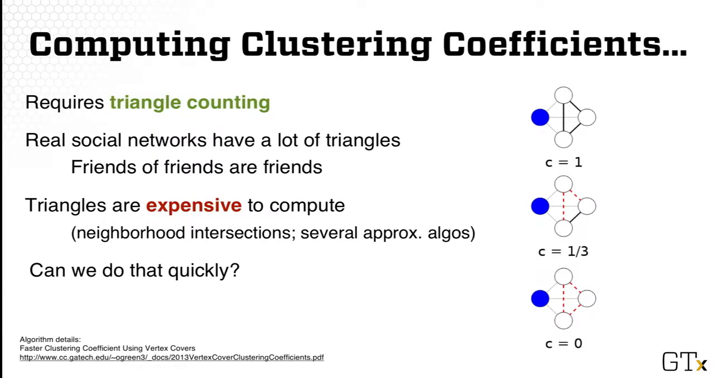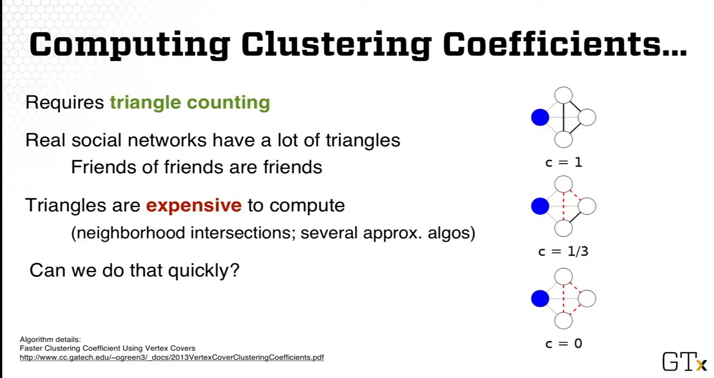So to compute the clustering coefficient, we actually require triangle counting. At first glance, it may not be obvious why we need to do triangle counting. But if you look at the graph again on the right, and now instead of counting edges, think of it as counting how many possible triangles exist. In the first case, at the top, you will see that all 3 triangles are present between the blue node and 2 of its neighbors.